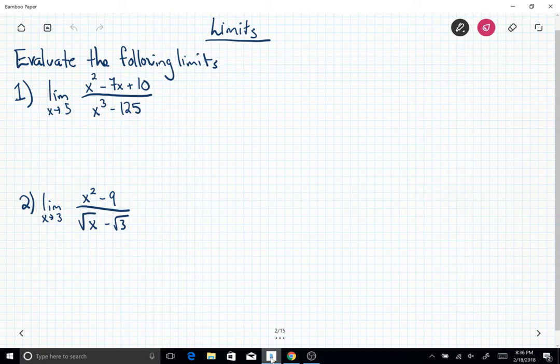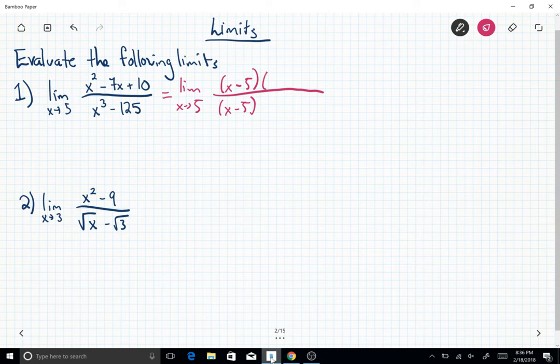When you plug in the numerator you get 5 squared minus 7 times 5, so that's going to be 25 minus 35, which is -10, plus 10 is 0, and then in the denominator you get 5 cubed minus 125. That tells us that we get 125 minus 125, which is 0. So since we got 0 in both of those cases, and they're both polynomials, that's important. Since they're both polynomials and we both got 0, we actually know that x minus 5 has to be a factor of both terms. So since x minus 5 is a factor of both terms, we can write down the rest of this.